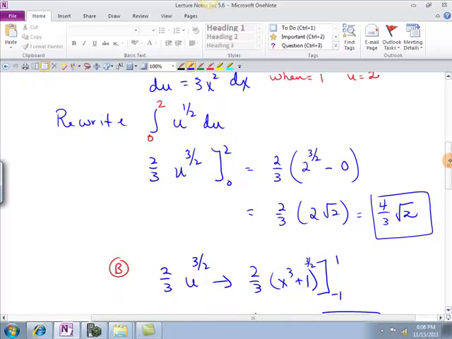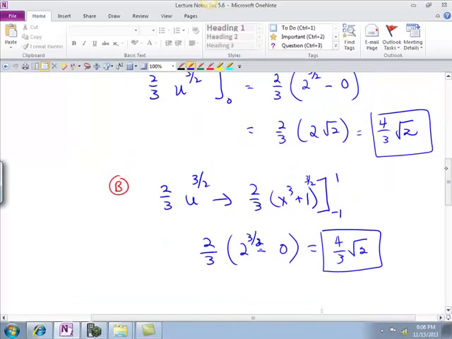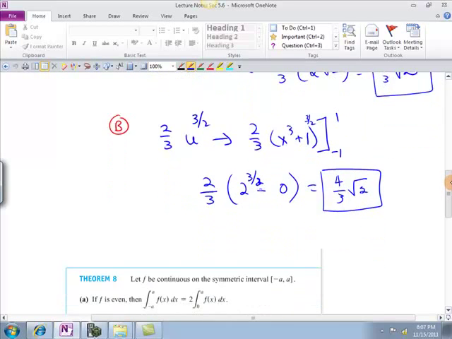I tend not to change the limits. You can still do it this way. And you've got 2/3 u to the 3/2. We'll substitute back in, evaluate from the original limits, you get the same answer. It just depends on what you want to do. I don't care. It doesn't make any difference to me. I wanted you to see both ways and make sure we understood both ways. So if you don't want to substitute back in, you change the limits of integration. Does that make sense? Okay. All right.